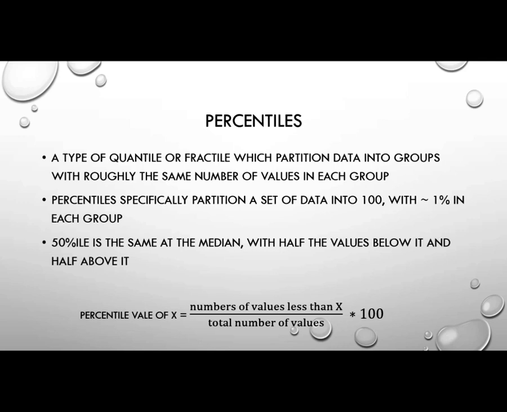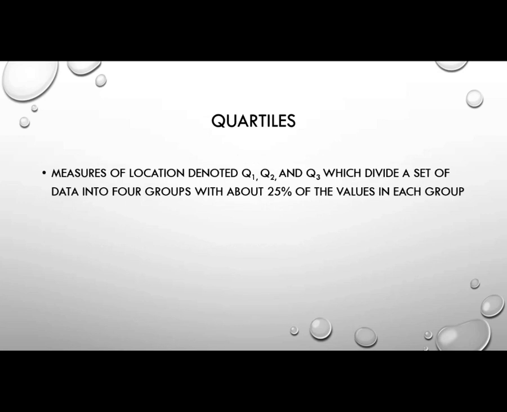Percentiles are a type of quantile or fractile which partition data into groups with roughly the same number of values in each group. Percentiles specifically partition a set of data into 100 with about 1% in each group. The 50th percentile is the same as the median, with half of the values below it and half above it. That's all you need to know about percentiles for this class. Quartiles, measures of location noted Q1, Q2, and Q3, divide a set of data into 4 groups with about 25% of the values in each group.